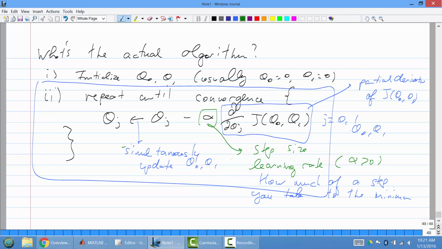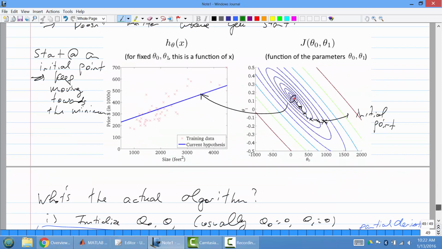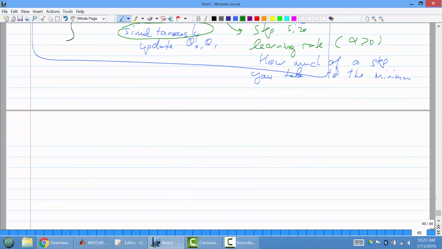So what I mean by simultaneously update is that you don't use any of the updated parameters to update the current iteration. When you're updating the parameters for the current iteration, you only use the previous iteration's parameters. You don't use any of the updated parameters for the new version. Okay, so that's what simultaneously update means: you use only the previous parameters in order to update the next parameters.